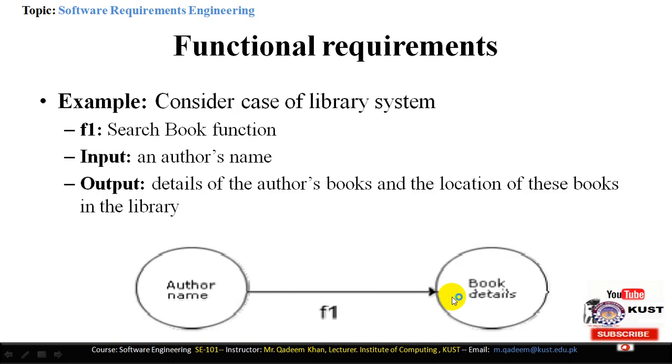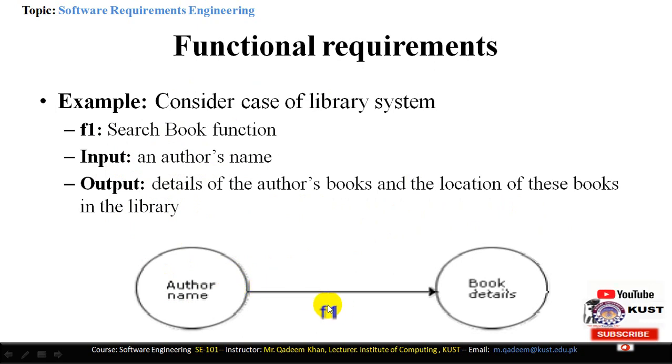Now this is an example of the functional requirements. So how can we document the functional requirement? Consider the case of a library system. F1 is search book information. Here we will search the book information through our library management system. F1 is the function of searching the book name in the library. The input is the author's name. For example, Robert Lafore is the author of a C++ book. So here we specify the author name as the input. And the output will be the details, the author's books, and the location of these books in the library.